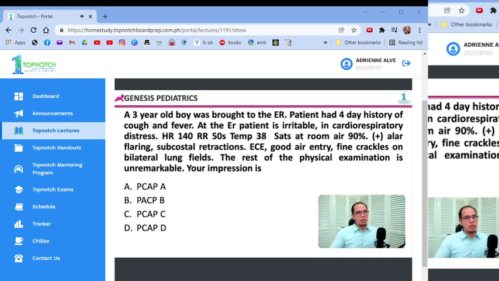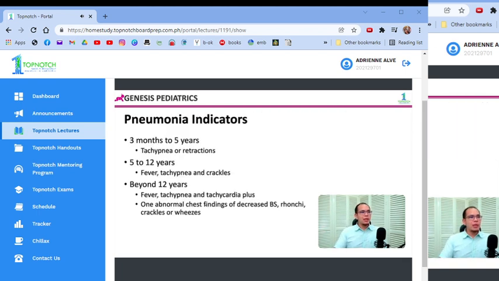Our main muscle for respiration is our diaphragm. Pero pag hindi na kaya ng diaphragm, kailangan mas magtrabaho ka. That's why you have your subcostal intercostal retractions, okay? That's why you have alar flaring para lumaki yung butas ng ilong, technically mas maraming hangin yung papasok. So yun yung mga reason kung bakit tayo nagkakaroon ng ganitong findings. And when you put all of this together, the answer should be your C, di ba? So your PCAP C, moderate risk. There's low risk, moderate risk, and high risk. So PCAP C, okay?